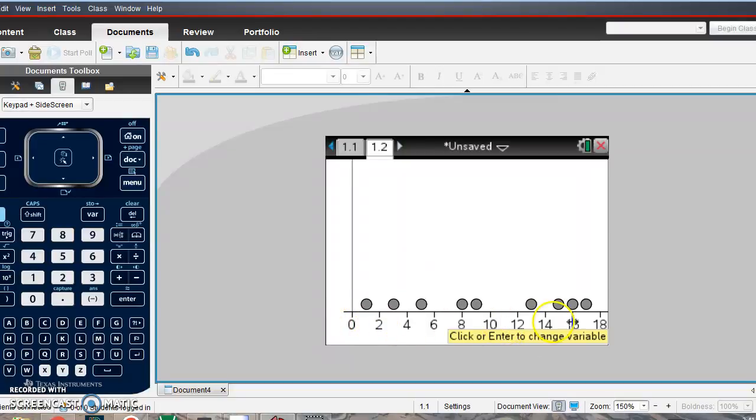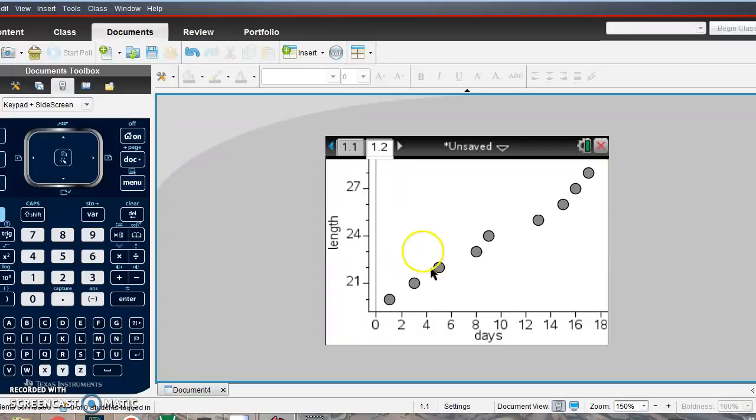So the days are from 0 to 18 that we have here. But we also want our y to be designated as something. So we're not going to do days versus days. We're going to do days versus length. Ta-da!